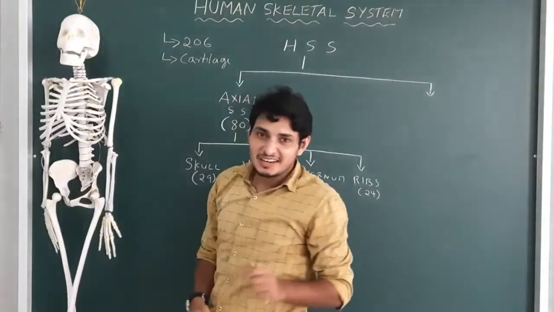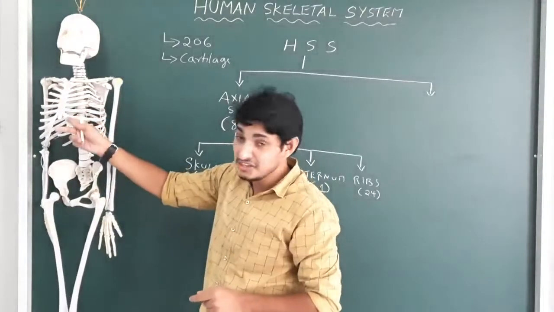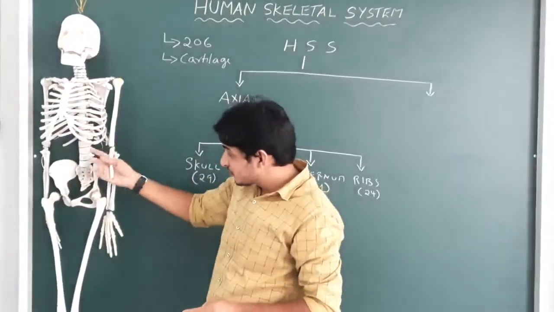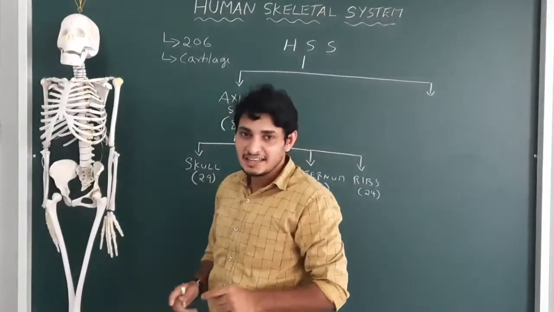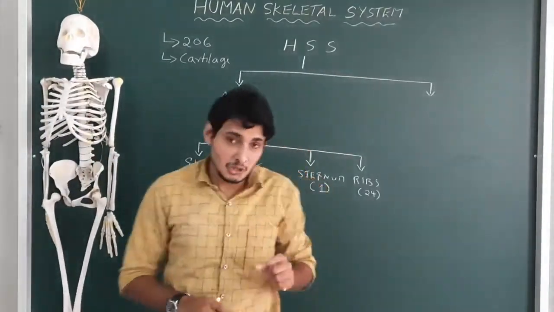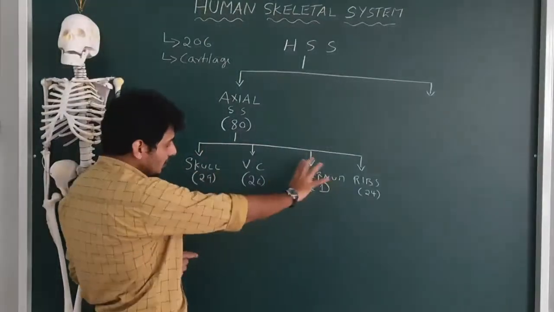Not all ribs are attached to the sternum, you have to note that point. You could see the last two, that is the 11th and 12th ribs, are not attached to the sternum, hence they are called floating ribs. I'm going to talk about it later. So this is the overview now.